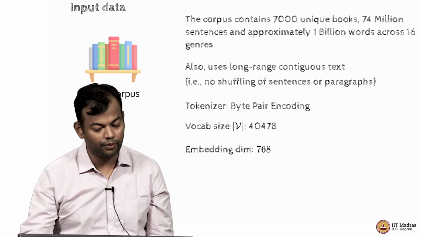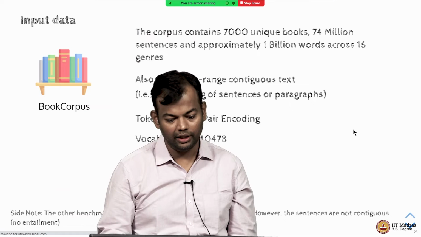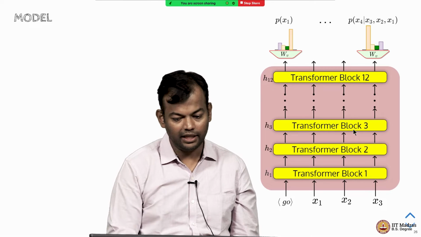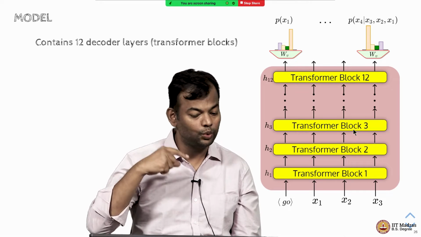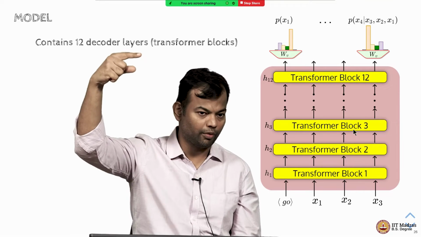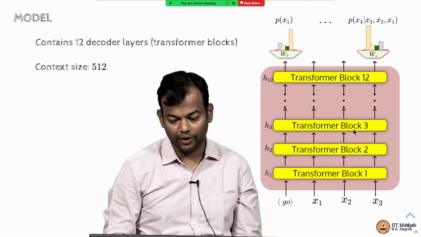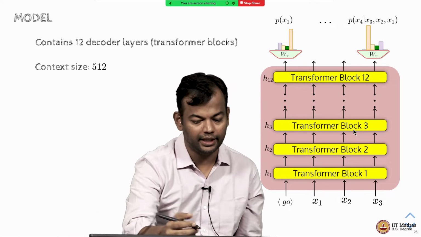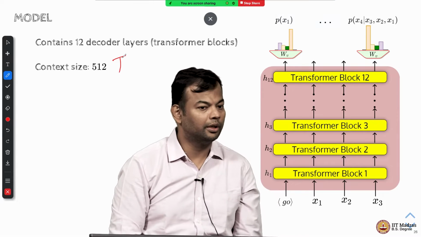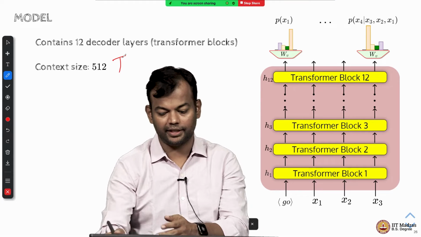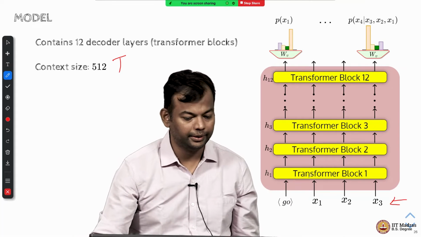And the embedding size was 768. So the word embedding that you pass as input was 768 dimensional. And so we have some details here. We'll look at a few more details about the model. So it contains 12 decoder layers, right. So there were 12 transformer blocks, one after the other. Its context size was 512. That means this capital T that we have been talking about, the sequence length, was 512. Okay, that means it can see 512 inputs at one go, right.